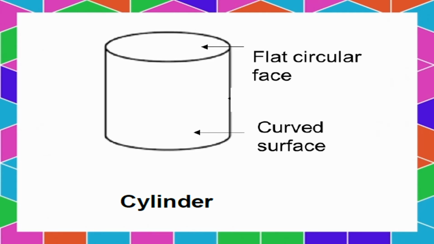Next figure is a cylinder. A cylinder has two flat circular faces, so it means that it has two bases. So a cylinder is also not a polyhedron. Why? Because it has a curved surface. The surface is not flat, it is curved, so it is not a polyhedron.